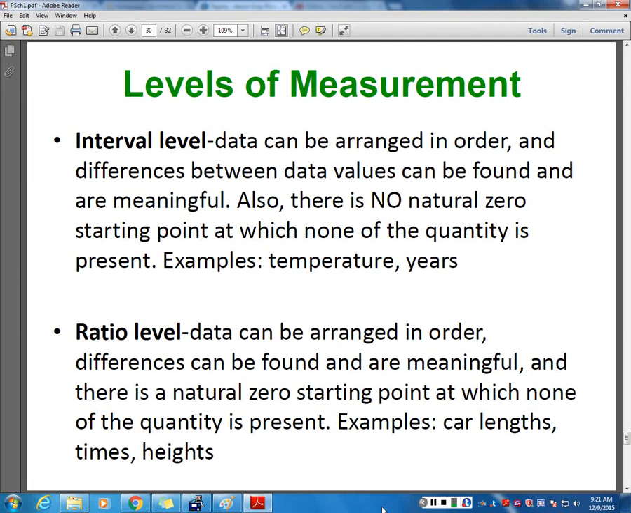Times. Time you spent studying math last night. Well, you can put that data in order. Differences can be found and are meaningful. And 0 time spent studying last night means that you didn't spend any time studying last night. So the 0 means none. Same thing with heights. If the height of my brother is 0, then he has no height.